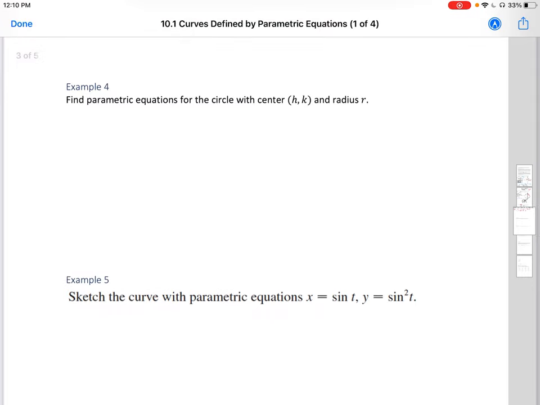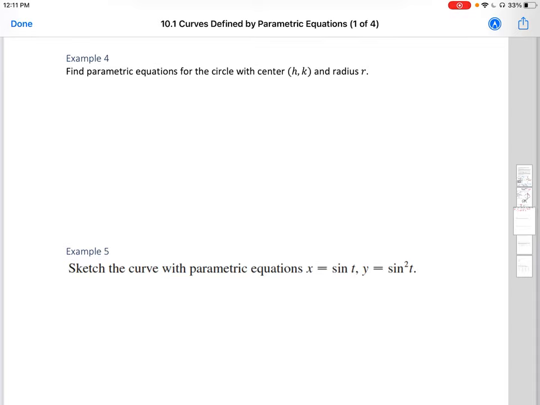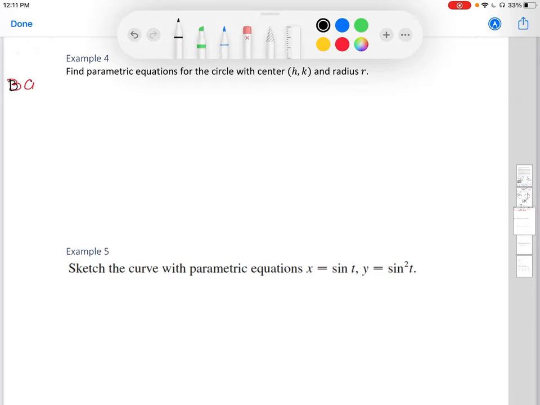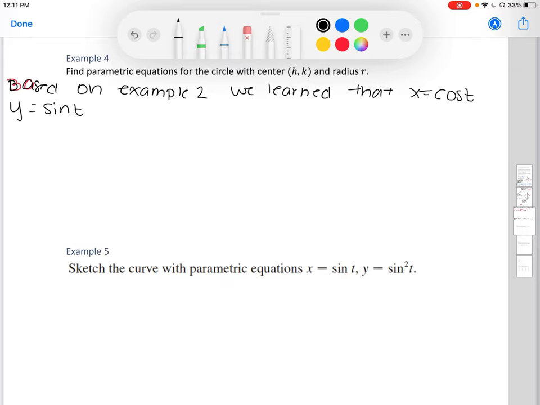Next question. Find a parametric equation for the circle with center h, k and a radius r. Again, this is something that we kind of don't know and we're kind of developing as we think about it. So based on what we learned, we know that a circle is made up of x equals cosine of t and y equals sine of t. So based on example 2, we learned that when x equals cosine of t and y equals sine of t, we produce a circle.